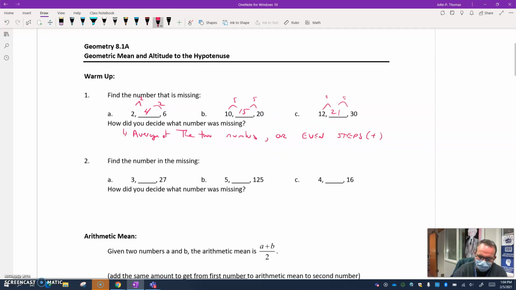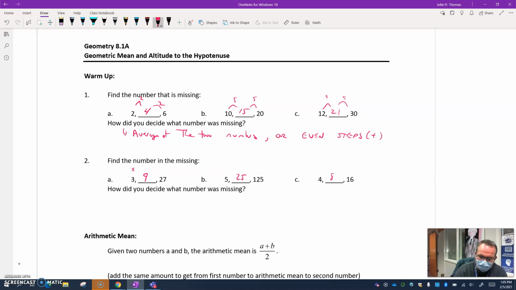All right, if I look at the next group, we've got 3 something and 27. Most people on this will say 9. In the next one, 5 to something to 125. Most of the time I'll hear a 25 there. In this next one, 4 to something to 16. A lot of times I'll hear 8.